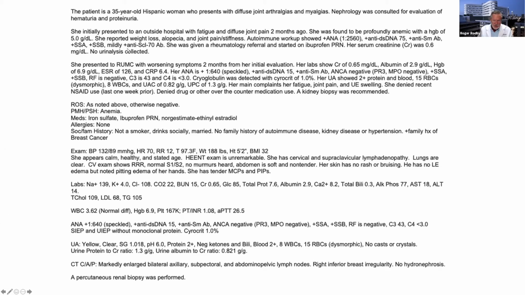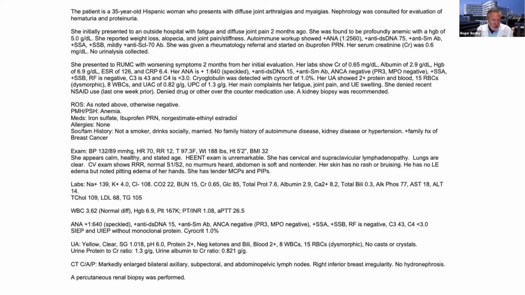She's profoundly anemic. It's amazing to me that she sees a rheumatologist. It's easy to say this later, but she sees a rheumatologist for someone who's pretty sick, and they don't even get a urinalysis. Just rhetorical, I guess.